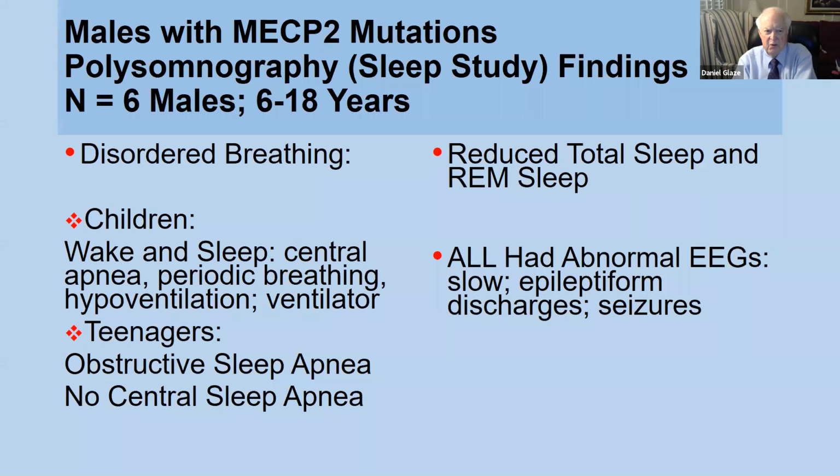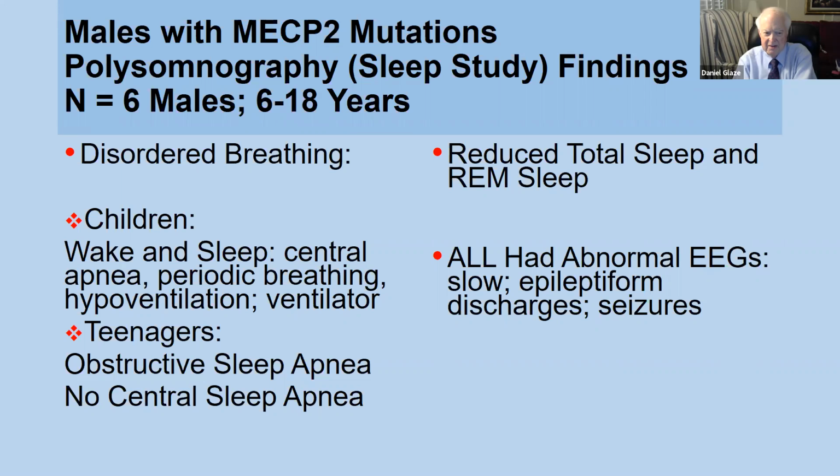In contrast, a few patients, 6 patients, are males with the MECP2 mutation. They ranged from 6 to 18 years. There were 2 patterns of disordered breathing. The very young children, around 6 to 7 years of age, had both wake and sleep breathing abnormalities. So when they were awake and asleep, they had abnormal breathing patterns characterized by recurrent central pauses, during which they had no effort and no airflow. And they had a pattern called periodic, meaning that they would have a central apnea, take a few good breaths, then another central apnea, and so forth.